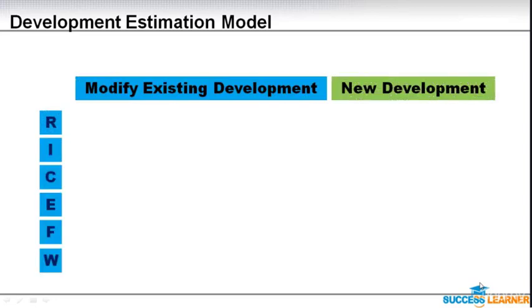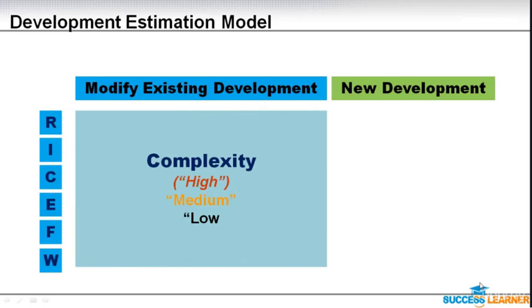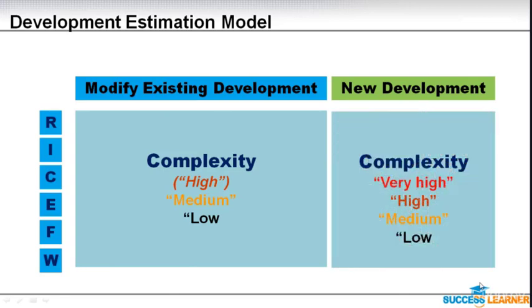Now, one thing on this is that when you talk about complexity, for modifying existing development, you should not have any very high. New developments, yes, it goes the full scale, but if it's a modification of existing development, you might have high or very high, but then you really should carefully look at whether this is so much of a modification that I actually want to start from scratch. And in many cases that's what I recommend. So unless it's low or medium, don't go there.